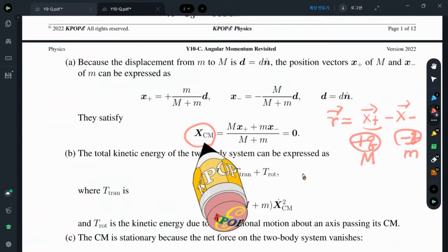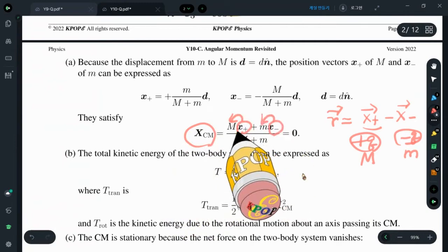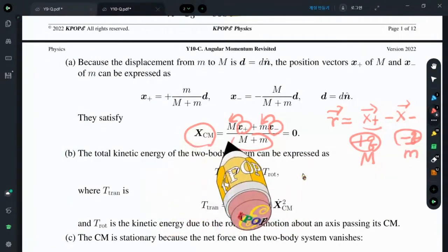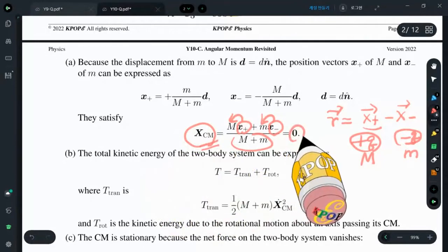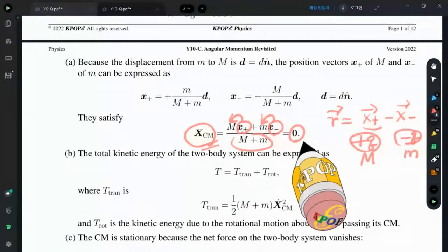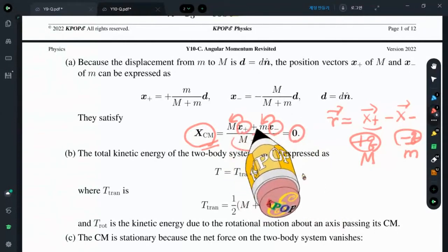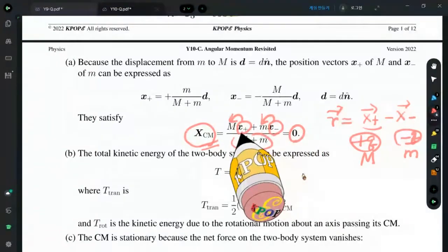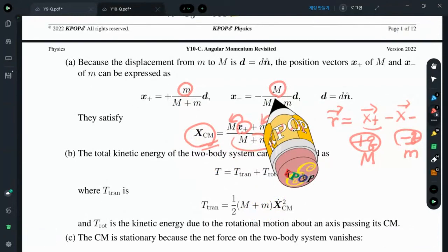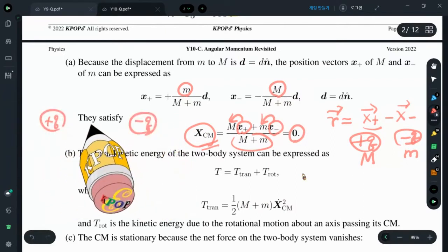The center of mass is a weighted average of the position vectors multiplied by their masses and divided by the sum of the two masses. Because we have chosen the origin at the center of mass, this sum is exactly 0. Because it is 0 in this coordinate system, that means that they are opposite. Opposite means x plus, x minus, and the center of mass, q plus, q minus, and center of mass.